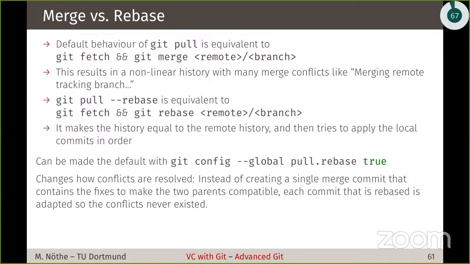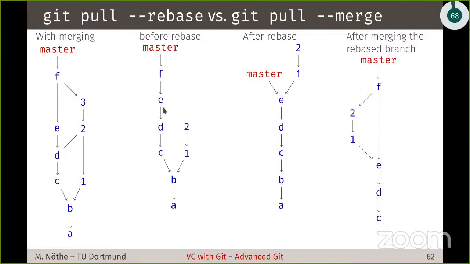And it's especially useful if you replace git pull to not do a merge, but do a rebase. So you can tell Git that if you do git pull, you don't want to do git fetch and then git merge, but you want to do git fetch and then rebase. And I will discuss what this does to your history on this slide.